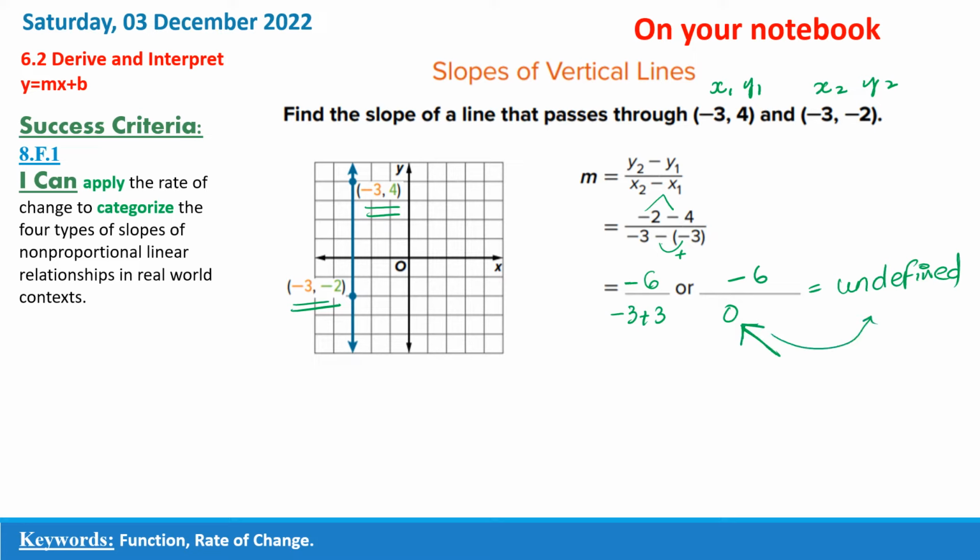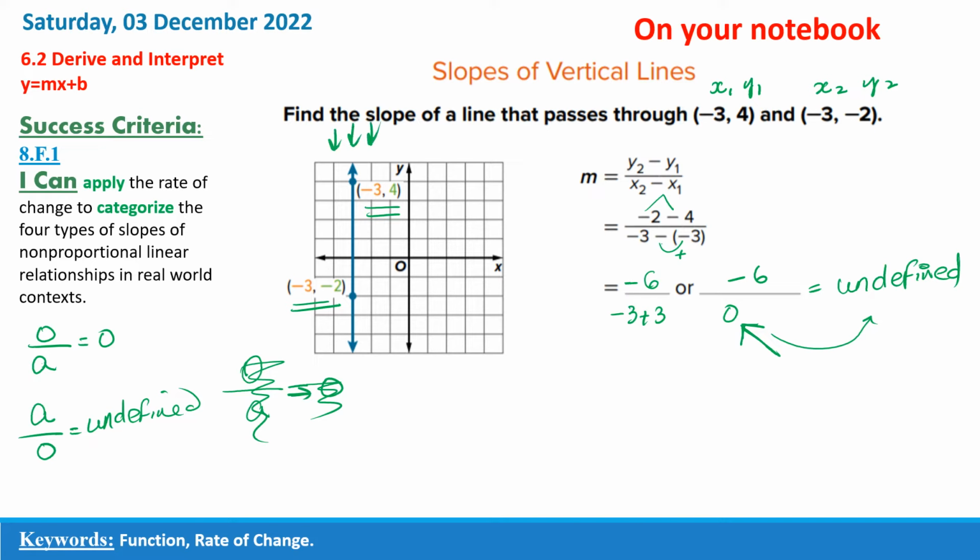And if 0 is on the top and down is a number, then the slope is 0. Okay, so 0 over number, the answer is 0, and number over 0, the answer is undefined. So you must memorize this part without the calculator. You can also check that there is a vertical line, which has undefined slope.